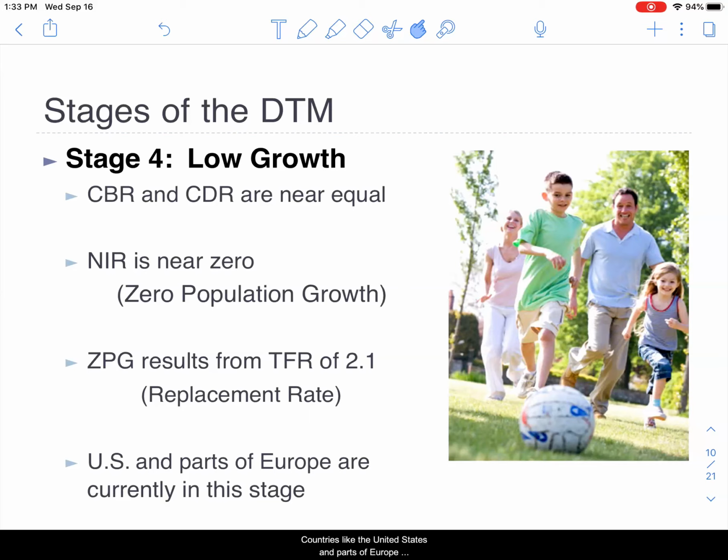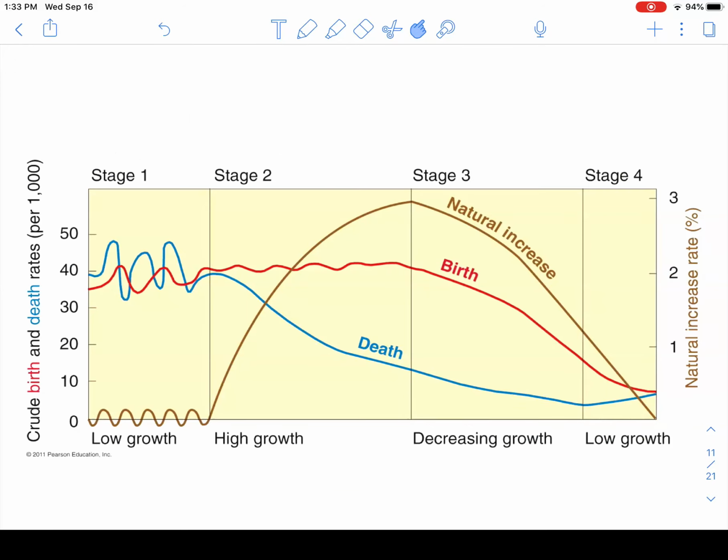Countries like the United States and parts of Europe are currently in stage 4. So again, birth rate and death rate, you can see through stage 4, they're getting awfully close to each other, and because of that, the natural increase rate is very low, below 10.